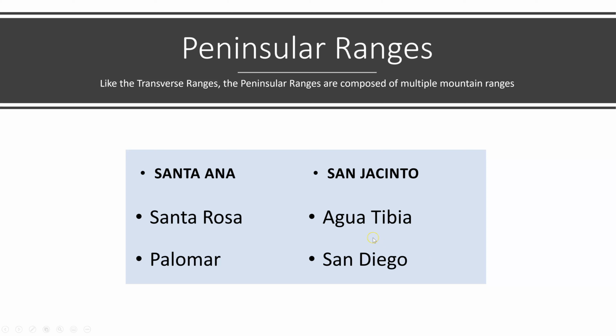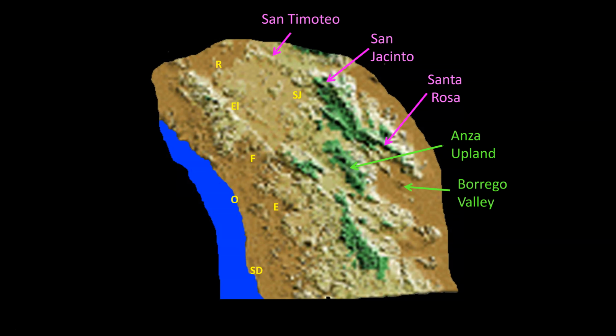Okay, so like the Transverse Ranges, the Peninsular Ranges are composed of multiple mountain ranges. These include the Santa Anas, Santa Rosa, Palomar, San Diego, Agua Tibia, and the San Jacinto. So if we take a look at some of those mountain ranges, here they are. To the north we have the San Timoteo, the San Jacinto, the Santa Rosa, and then on the eastern portion, we see Anza Uplands and the Borrego Valley.